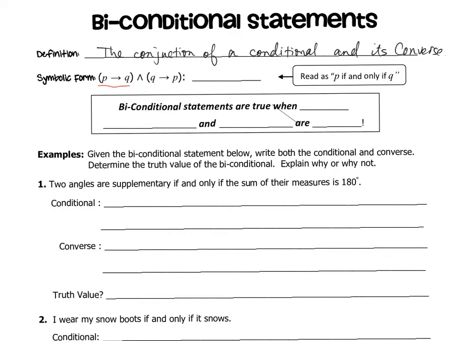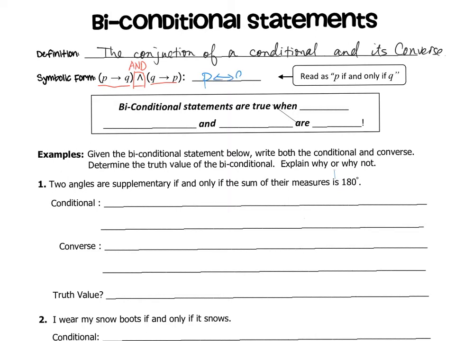The first part is a conditional statement: if P, then Q. The second part is the converse. We swap the P and Q, but the conjunction, remember this from the last unit, is "and." So when you put everything together, you can use this long form that says, if P is true, then Q is true, and if Q is true, then P is true as well.